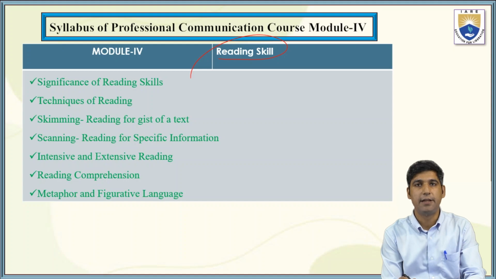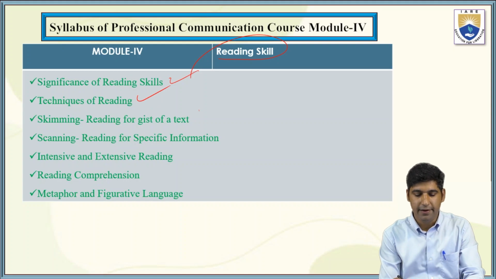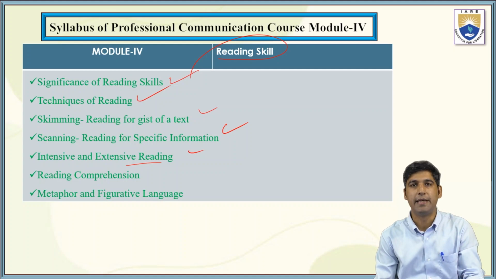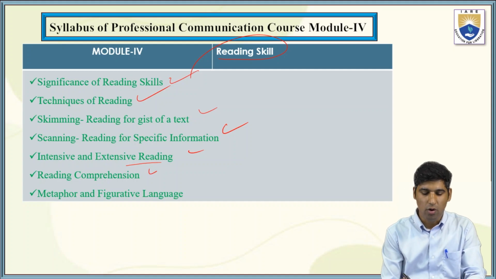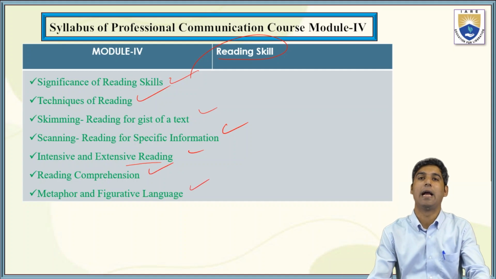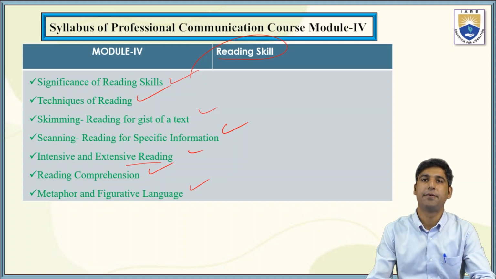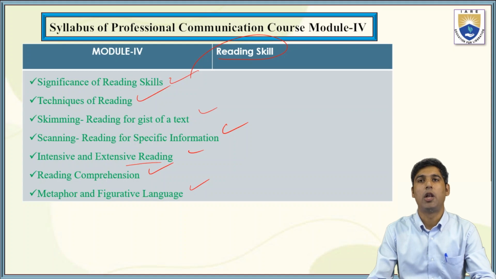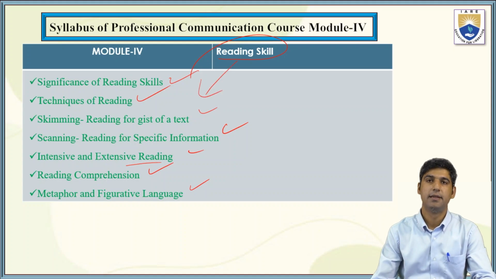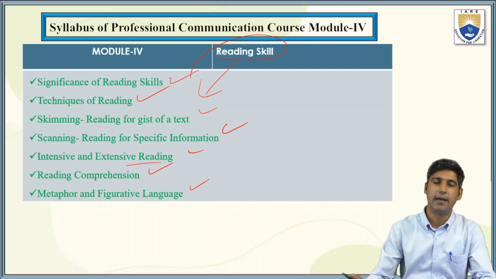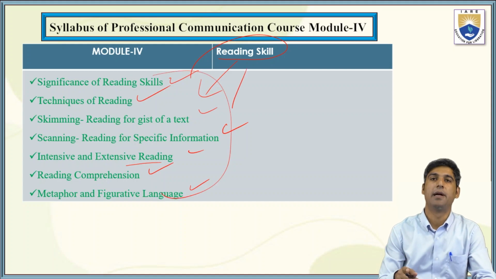There are different verticals. The first one is the significance of reading skill, then techniques of reading. We have skimming, that is reading for the gist of a text. Then scanning, reading for specific information. Then intensive and extensive reading, where one is very careful reading and the other is reading for fun. Reading comprehension is there. Metaphor and figurative language is there. So these are the different verticals which fall under the title reading skill. Reading skill is our fourth module.